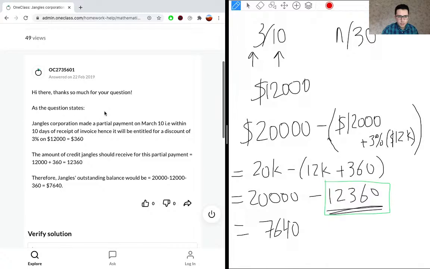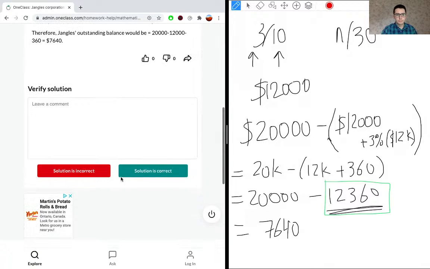So here a similar process is followed. Within 10 days of receipt of invoice, it will be entitled to a discount of 3% on 12,000. So they calculate that and they get 360. So the amount of credit Jangles should receive for this partial payment is 12,360, and we know that the balance would be 7,640. So here the solution is correct. Great work.